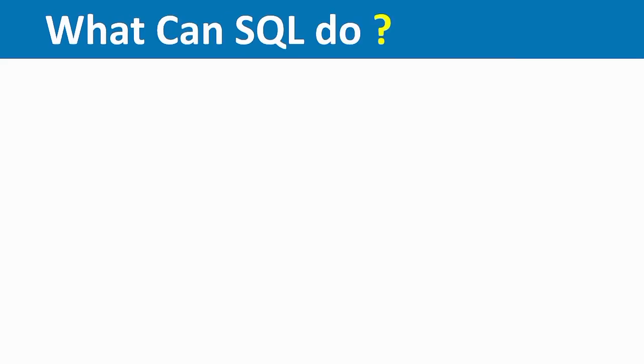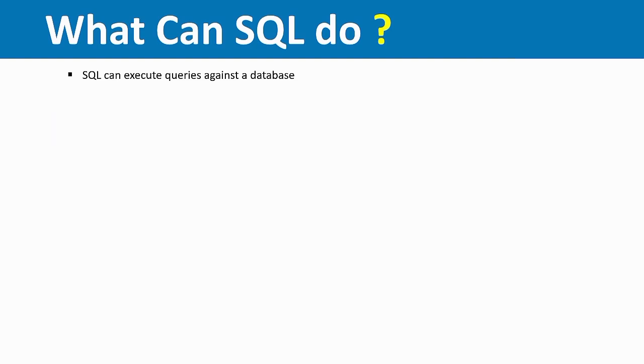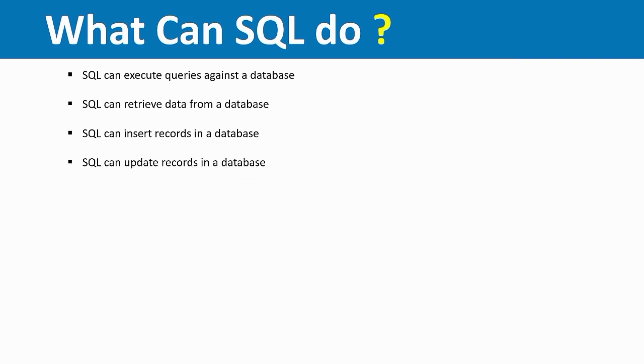There are different things you can do with SQL. Let's take a look at some of them. You can execute queries against a database. A query basically is a request for data or information from a database. You can retrieve data from a database. You can insert records in a database. You can update records in a database. You can delete records from a database.